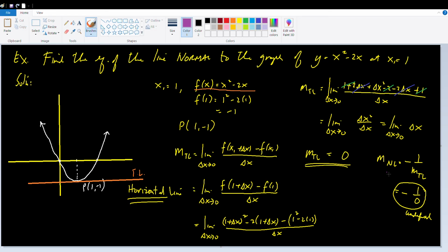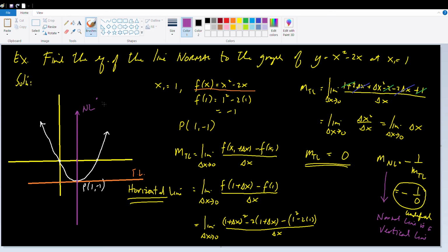is a vertical line. So what we do is we construct a line perpendicular to the tangent line at the point P 1, negative 1. There. So that is our normal line.